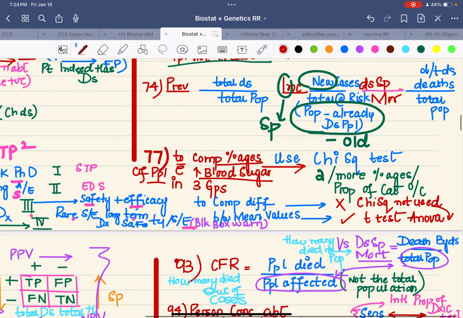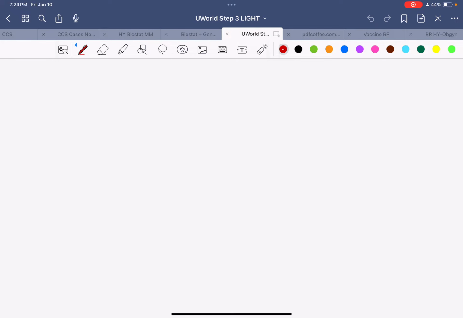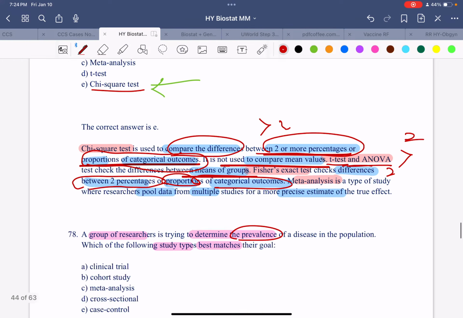And we also know that to compare the differences between mean values for just 2 groups, we would have used t-test, whereas for greater than 2 sets of people, we would have used ANOVA. Okay. Question 78.